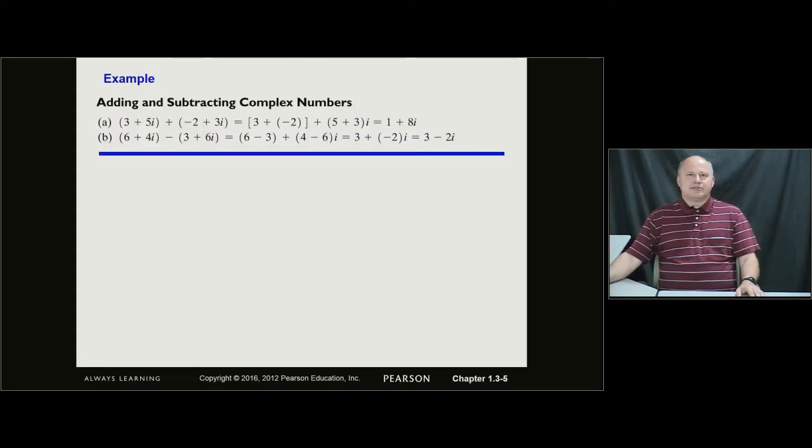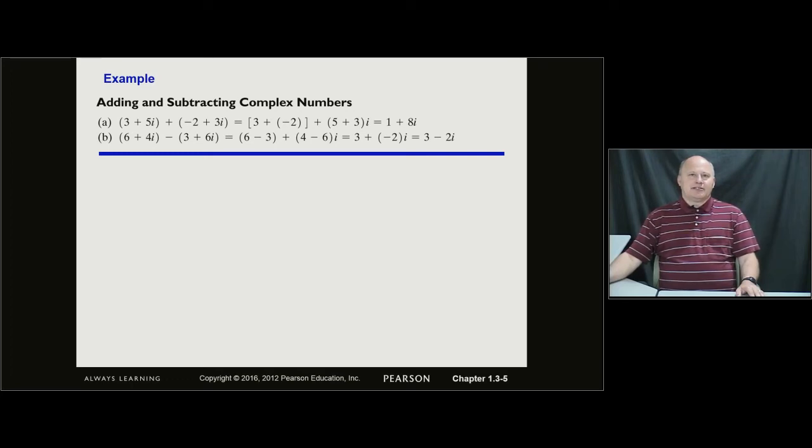So let's look at some examples here. When you add these complex numbers, 3 plus 5i plus -2 plus 3i, it's just like combining the 3 plus a -2, which is 1. And then you add 5i plus 3i. 5 igloos plus 3 igloos is 8 igloos, so it'll be 8i. So 1 plus 8i. Subtracting them is very similar.